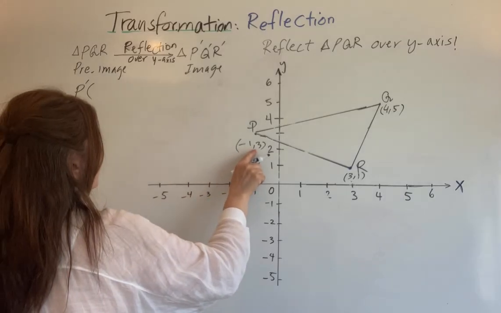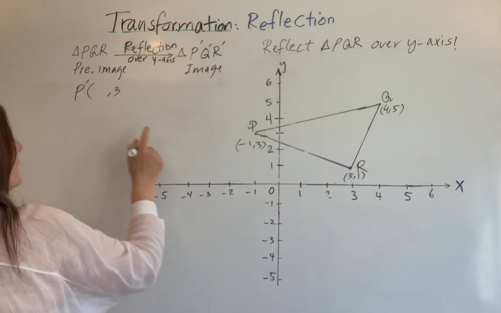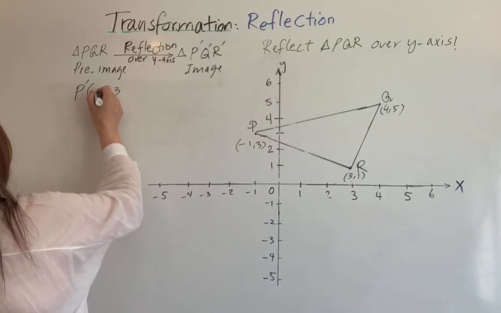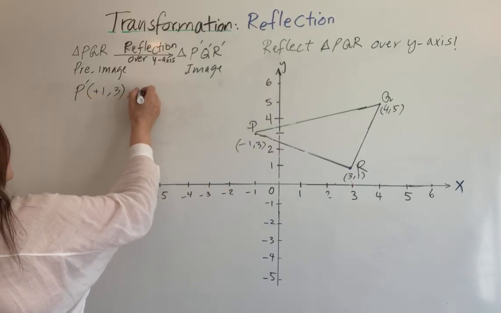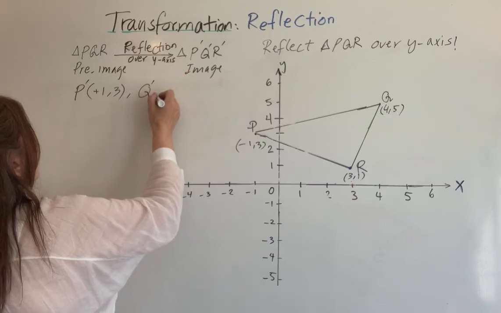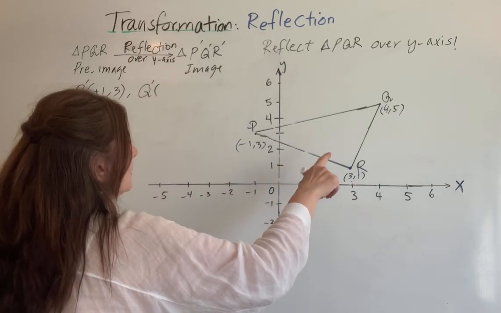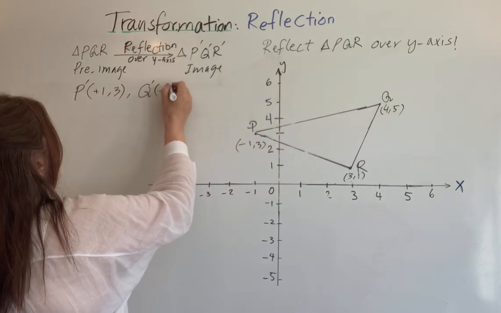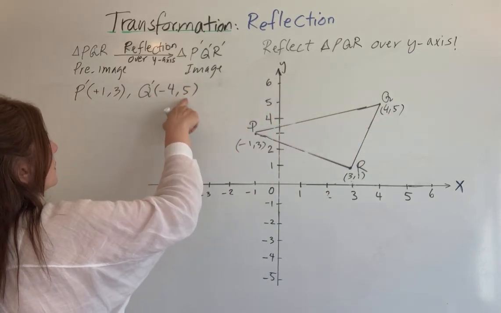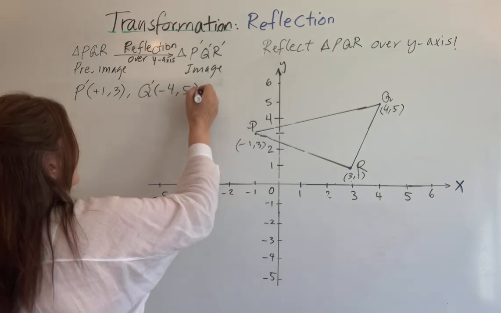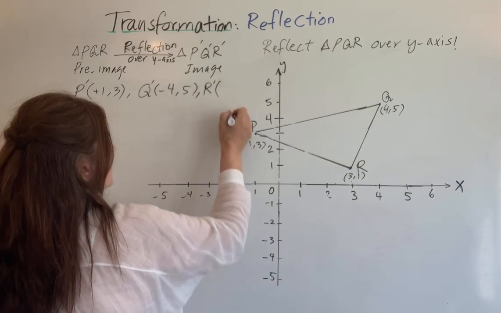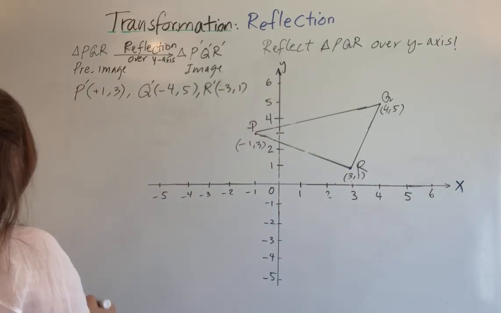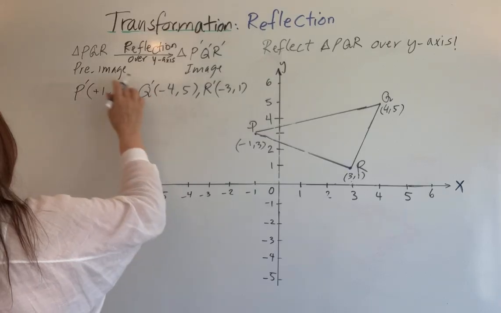For P prime, we keep Y and just use the opposite sign of X. This is +1, yes? How about Q prime? Q is 4 and 5. Okay, it's -4 and 5. Keep this Y and this is the opposite side. And R prime gets 3 gets -3 and 1, right? These are the vertices of the image.